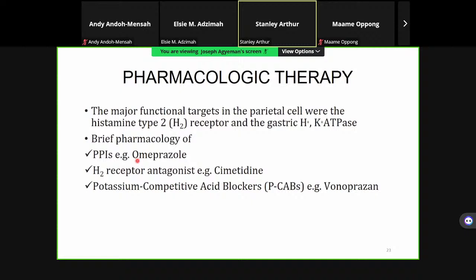Okay. So with the mechanism of action, I know that it irreversibly binds to the hydrogen potassium ATPase. So it's going to prevent the release of hydrogen ions, that's hydrochloric acid, into the gastric lumen. With activation, I'm not really sure of that. So that's what I would say.